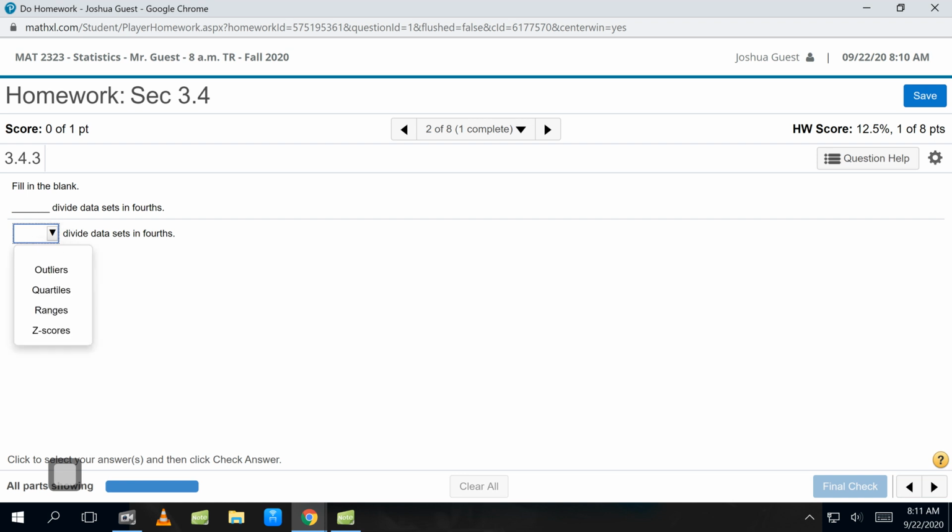Blank divide data sets into fourths. All right? So even if you hadn't looked at anything, you probably can get this one right. What do you think divides it into fourths? Outliers, quartiles, ranges, or z-scores? Quartiles, right? Quarter, quartile, quad. The quad's in the band, right? It's 4 drums.